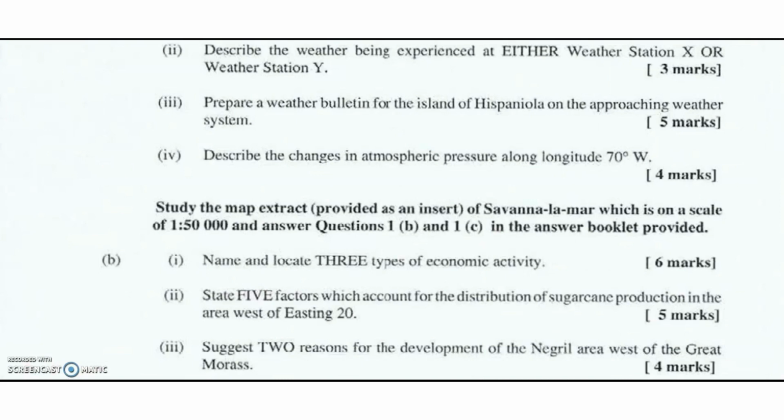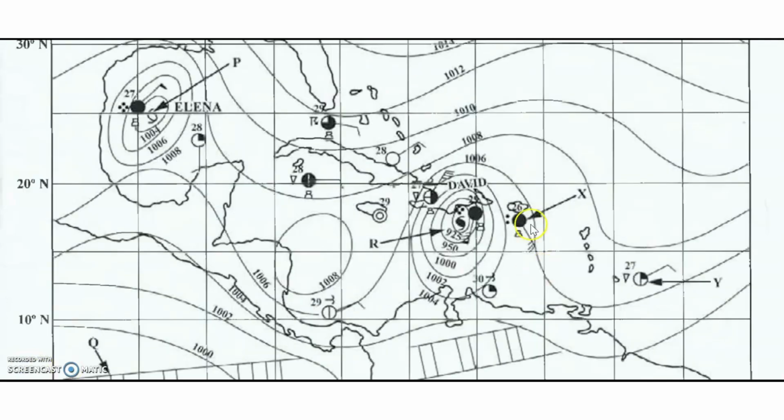Now, part 2: describe the weather being experienced at either weather station X or weather station Y. Now, students, for the exam, you have to only utilize one. But for the purpose of simplicity, all right, and to ensure we understand, I'm going to go through both X and Y for you all. All right, so let's go through quickly. Now, we are seeing X here, and we are also seeing Y.